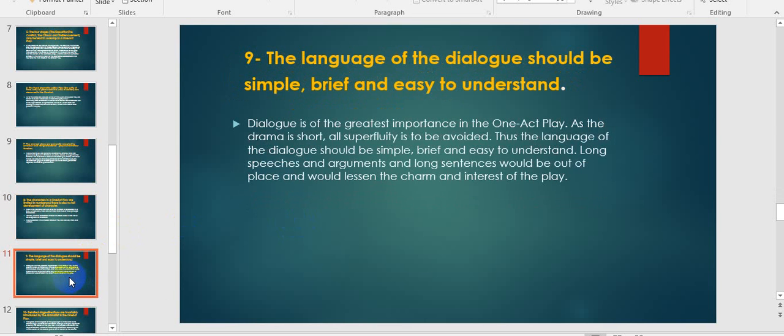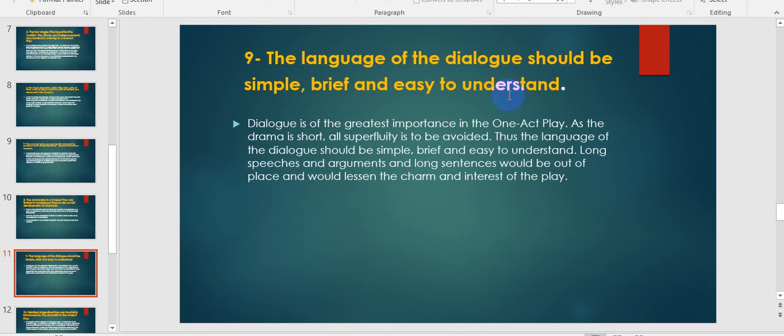Ninth point, the language of the dialogue should be simple, brief, and easy to understand. You know that dialogue is of the greatest importance in a one act play. As the drama is short, all superfluity is to be avoided. Absolute economy of means should be used. Every word is to be carefully chosen. Sentences must be compact and condensed. Effort should be made to say whatever is to be said in the least possible words. Thus, the language of the dialogue should be simple, brief, and easy to understand.